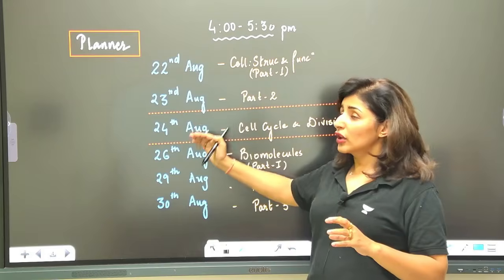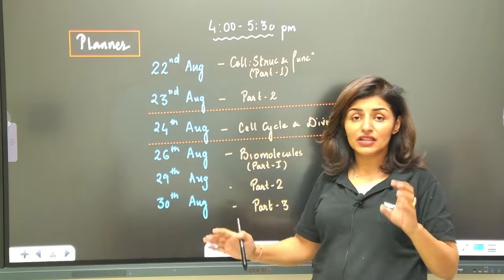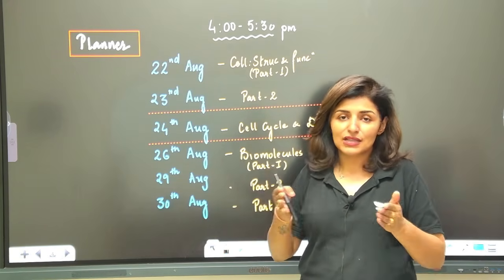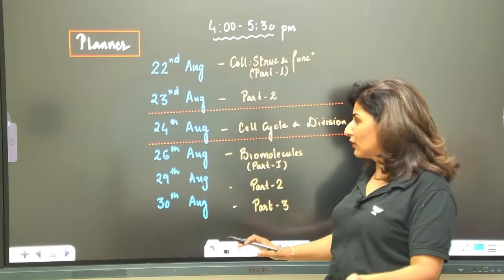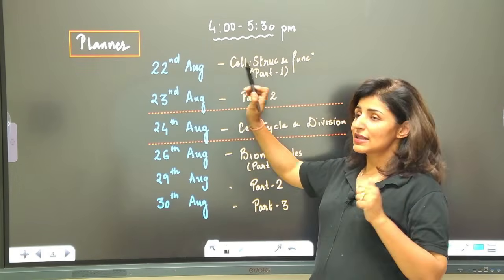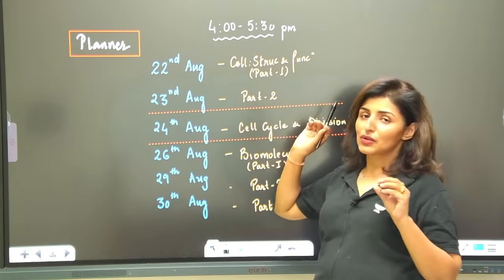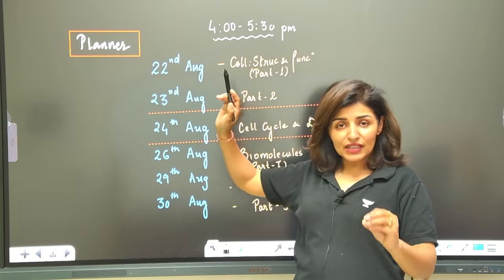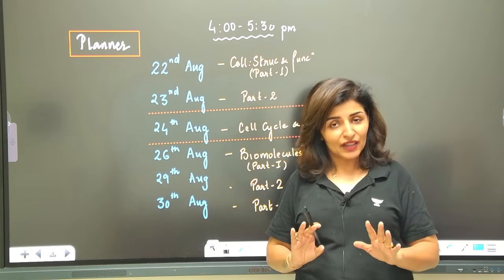So what is going to happen in the coming days till 30th of August? This is your planner. I'll keep on giving you this planner after a few days, month wise. So the planner for the remaining few days of August is: on 22nd of August, guys, I am going to start with the first chapter, which is cell structure and functions. The timings for these classes for the series would be 4 to 5:30 p.m.